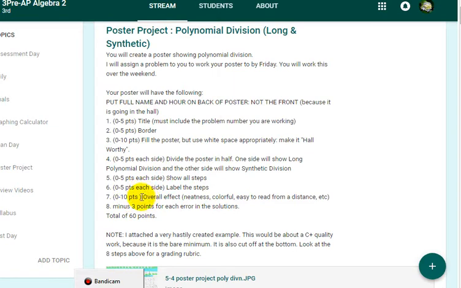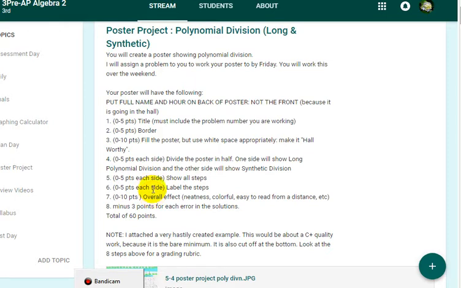0 to 10 points, overall effect. So I'm going to look at it and decide, is it very neat? Is it colorful? Is it easy to read from a distance? Just how much work? If you did a lot of work and you tried really hard, 10 points. If there's no effort put in there, let's say you give me half a poster of half a problem done in pencil, you're not going to get 10 points there. You're probably going to get 2.